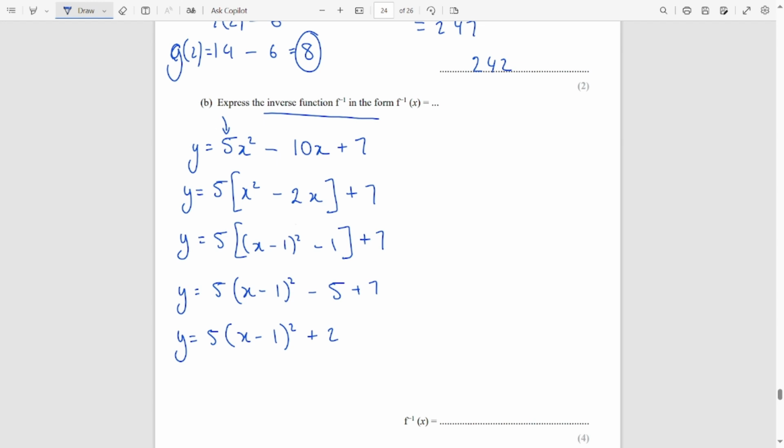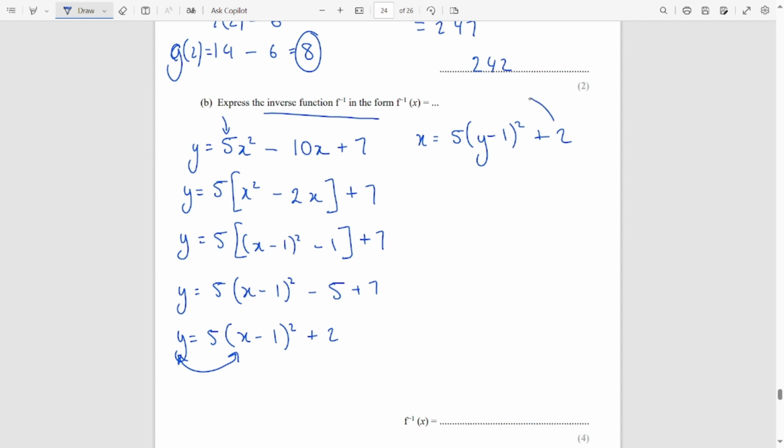Okay, once we've got the completed square, then I go on to doing the inverse part, inverting the function. And to invert the function, we're going to swap around the x and the y. So I'm going to write x is equal to 5, y minus 1, all squared, plus 2. So where you see x, you write y, and where you see y, you write x. Now we want to rearrange this function here. So I'm going to slowly try and rearrange it so I can make y the subject.